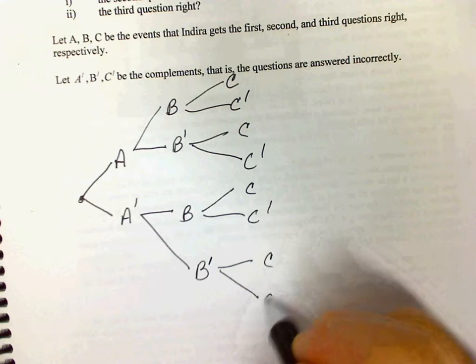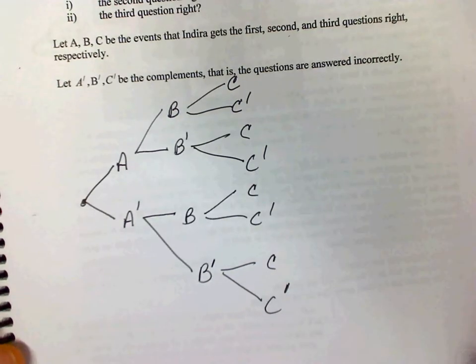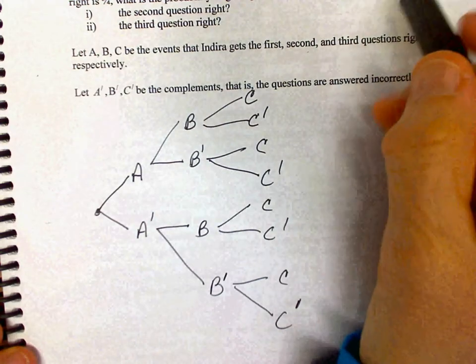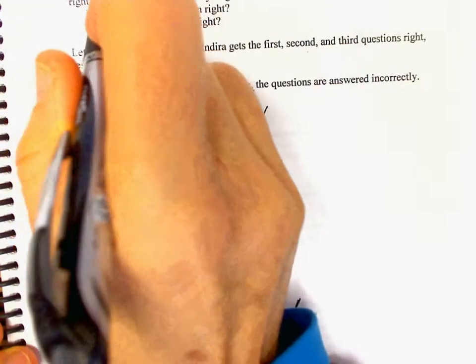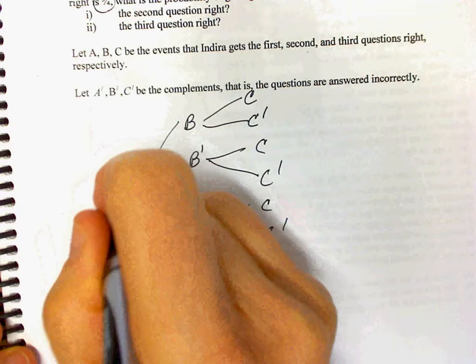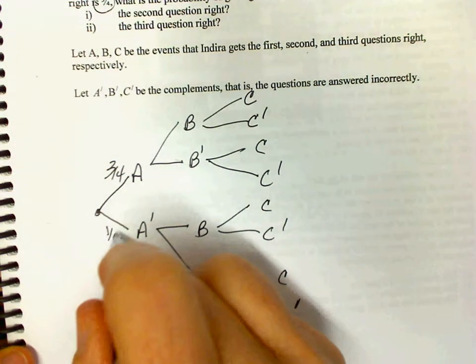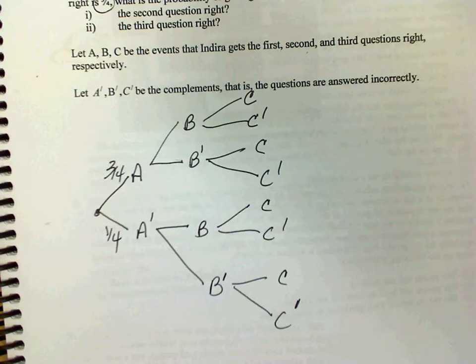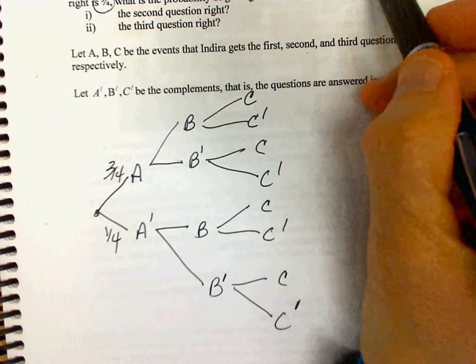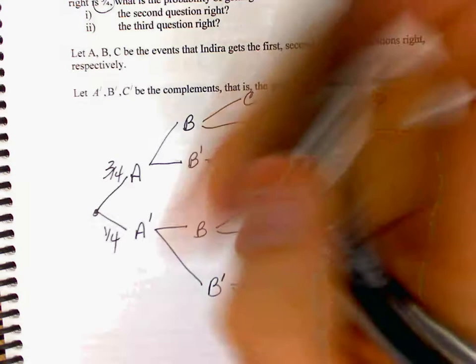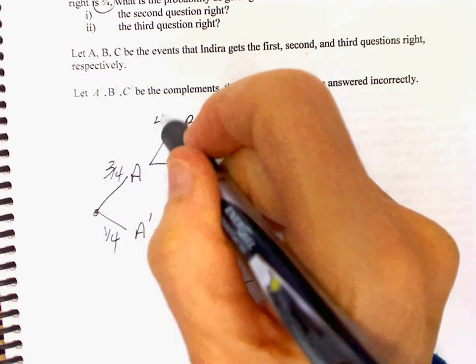Now, they give us a starting probability. If the probability of her getting the first question right is 3 over 4, then the probability of her getting it wrong is 1 over 4. So far, so good? Okay, now, the probability of getting the next question right, if the previous one was right, I guess her confidence goes up, this is 4 over 5, right?